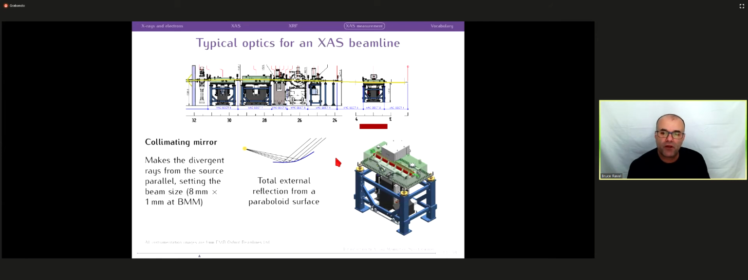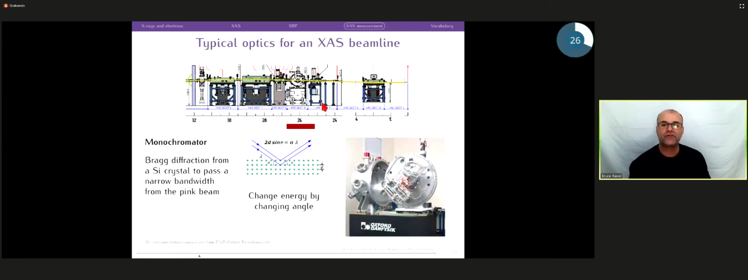Going down the beamline, we pass through a bunch of diagnostic tools just to make sure that everything is working correctly. And then we get to the monochromator. And the monochromator is really the business part of an X-ray beamline, of an excess beamline. It's the tool that lets us do the energy selection of the incident X-ray beam. And it works. It's a big complicated device.